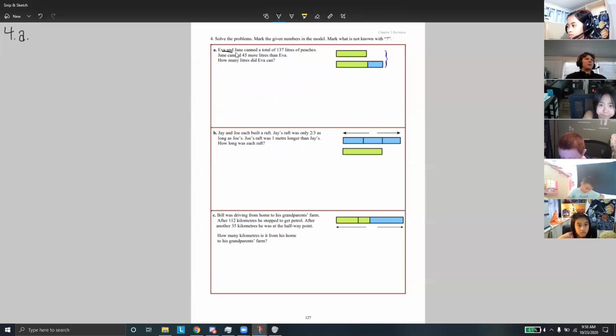Well, for one, we know that both of them had a total of 137. So if this is one person and this is another person, their total is going to be 137. And make sure we have our unit of measurement. So that is liters. To write liters, you just do a capital L. And so it says Jane canned 45 more liters than Ava. So that's going to be the longer one because she canned more. So I'll write Jane. And then the other one is Ava.